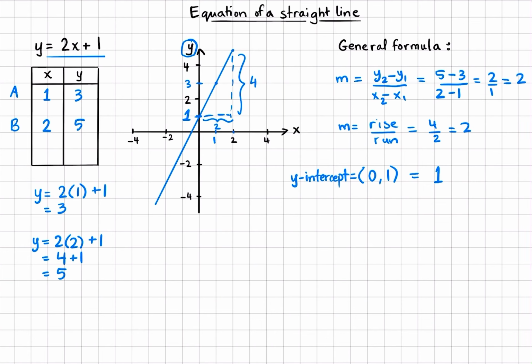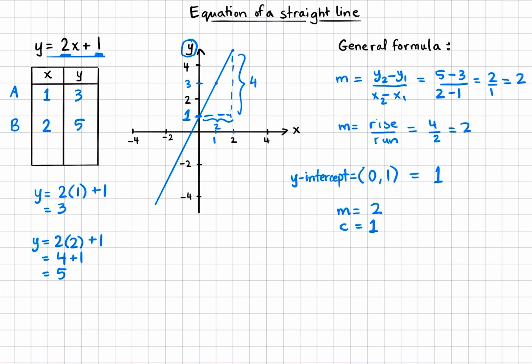Now I want you to take note of these two numbers. The gradient is 2, and the y-intercept, which we usually give the letter c, is 1. Okay? While taking note of these numbers, let's look back at our actual equation. Our equation says y equals 2x plus 1. Do you see these numbers in the equation? Yes. There's our 2. There's our 1. Now that's not a coincidence. In every straight line equation, this is going to happen.